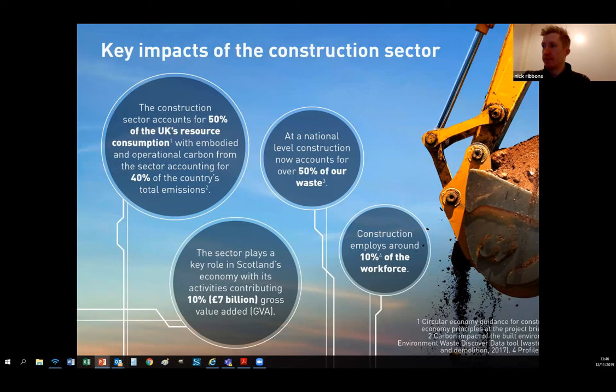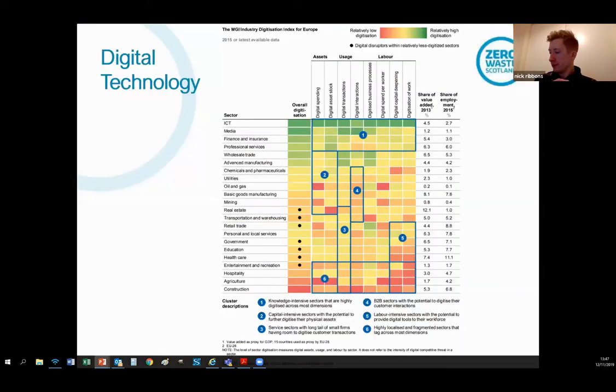1 in 10 people work in the construction industry, and around 10% of GVA and GDP is derived from construction. So you can see we're hitting all the key areas there. There's an environmental imperative, a social imperative, and an economic imperative for us to act on this, and to begin to look at how we've previously been delivering the built environment as not really working, and these are symptoms of that.